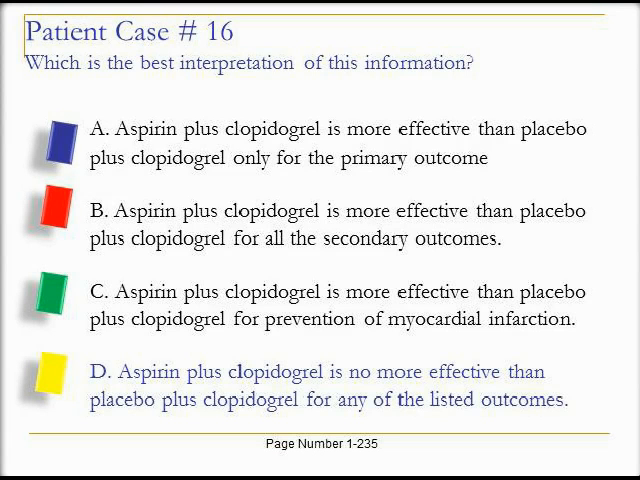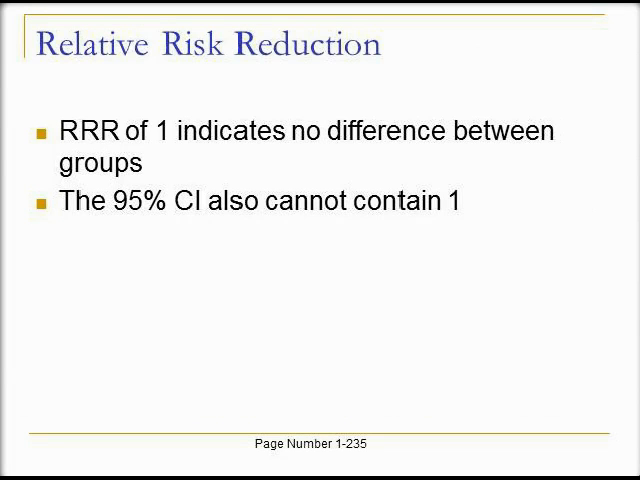Okay, so the right answer is D. And let's just remind ourselves about relative risk reduction. A relative risk reduction of 1 indicates that there's no difference. So our confidence interval, which tells us that we are 95% confident that the answer is within it, also can't contain 1. Okay, so very good.